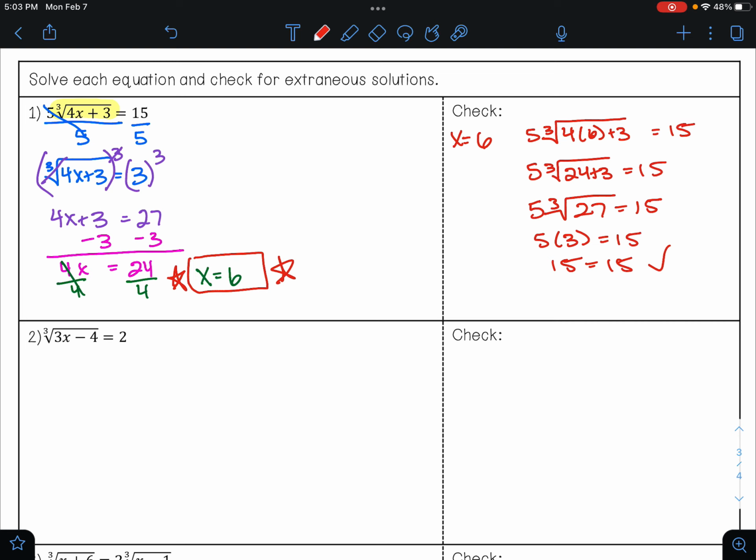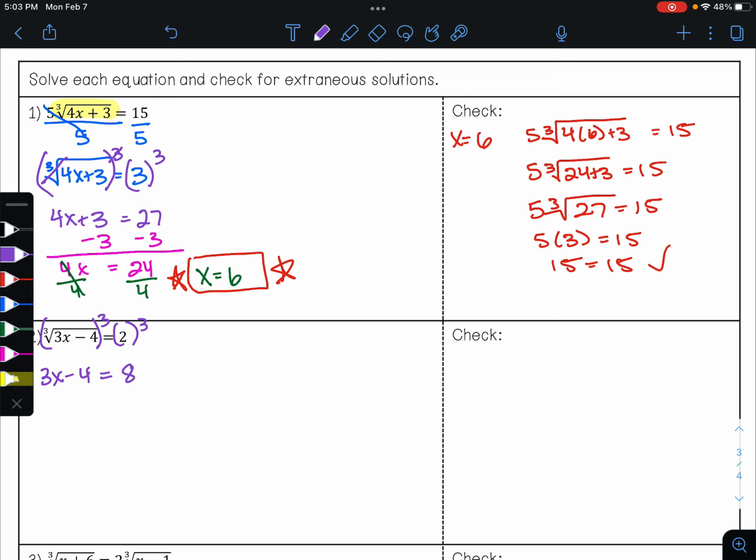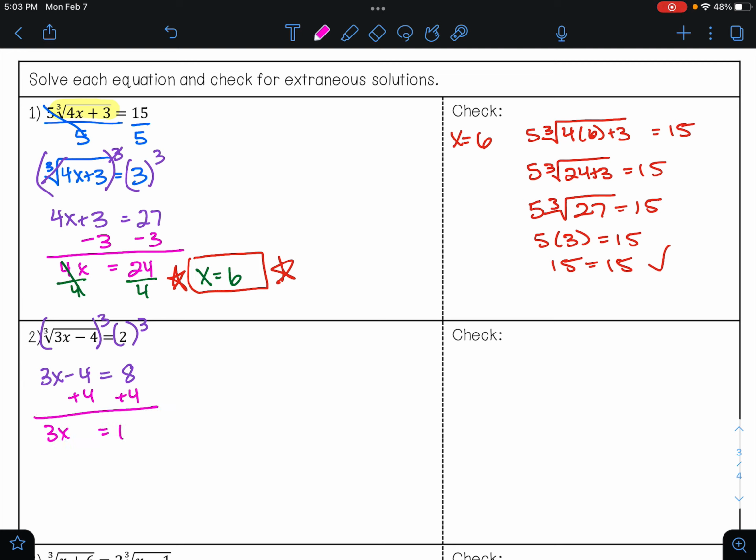On example 2, I have the cube root of 3x minus 4 is equal to 2. Well, my cube root is already isolated, so I can go ahead and cube both sides. The cube undoes the cube root, and that leaves me with 3x minus 4. 2 cubed is 8. To undo subtraction, I'll do addition. And I'll have 3x is equal to 12. To undo multiplication, I'll do division and get x is equal to 4.